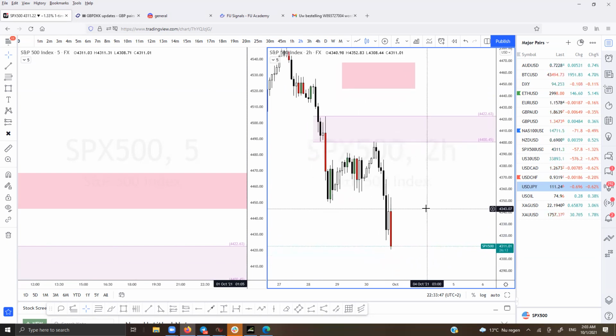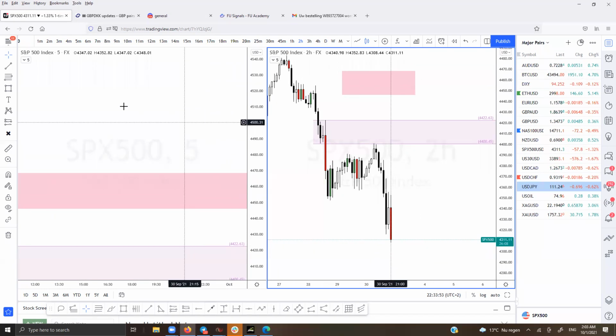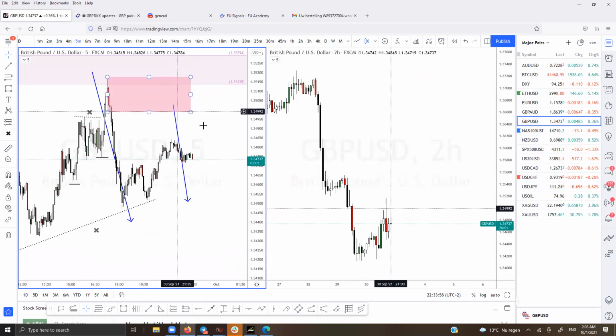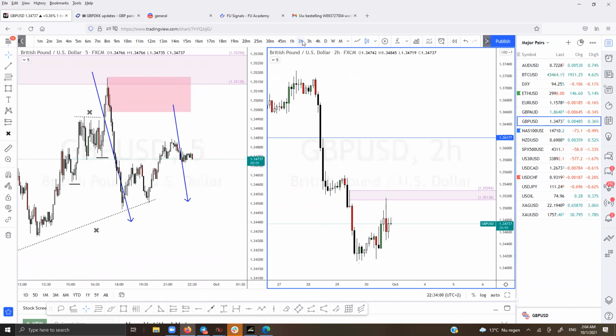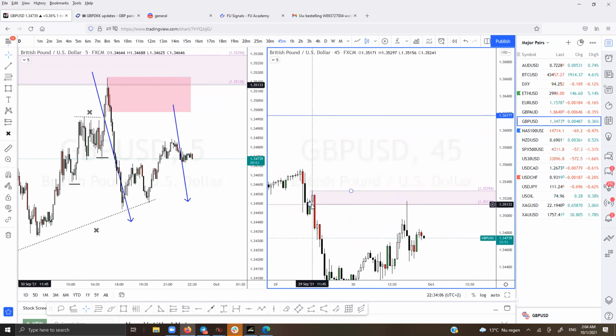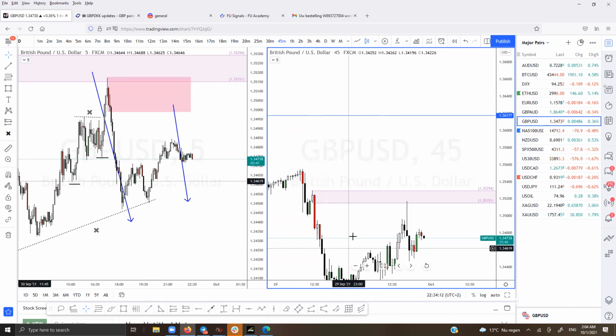Could you go over another example on GU, please? Sure. For the GU example, it is this one, right? I looked at the 45-minute chart first. If you see, we had a nice zone here at 45 minutes. There's a nice drop zone here.